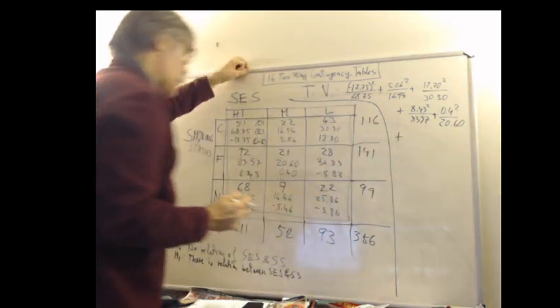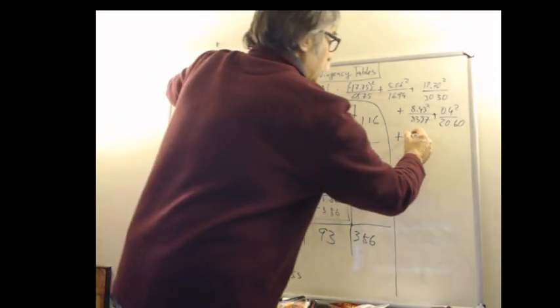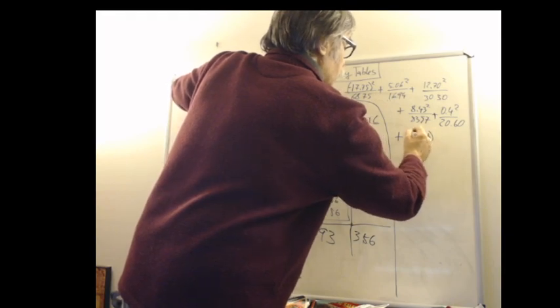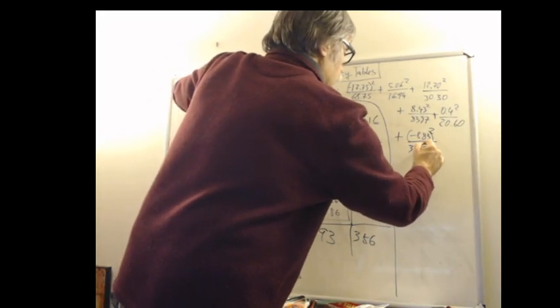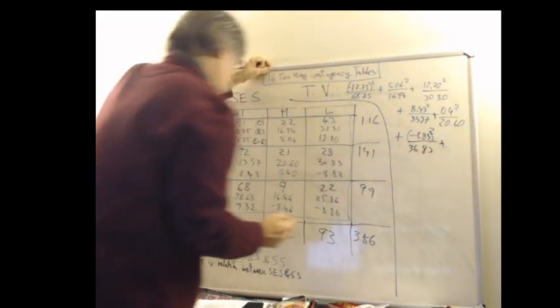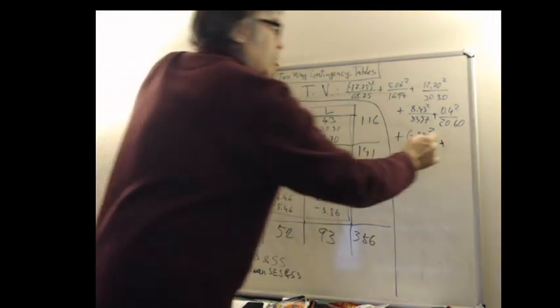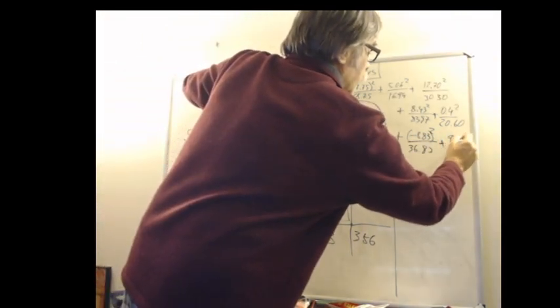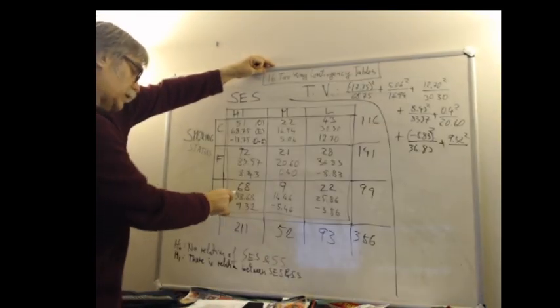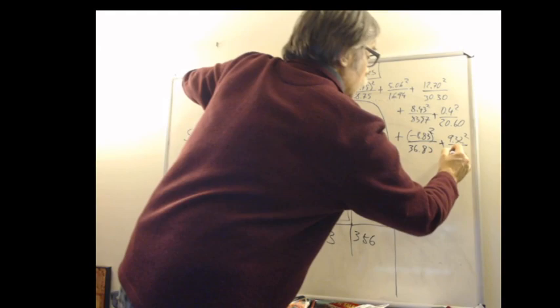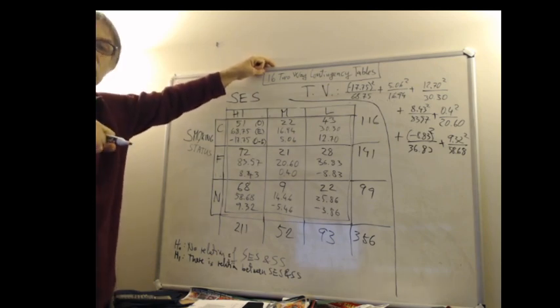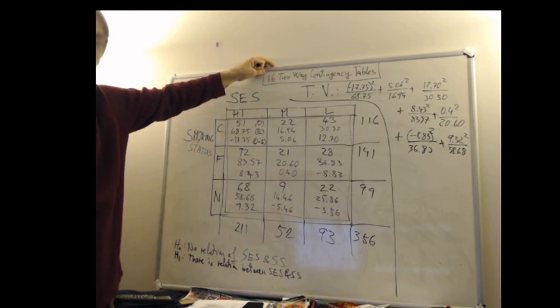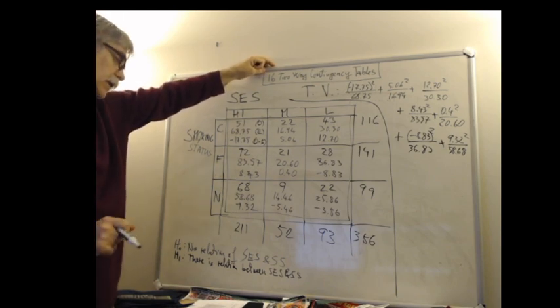The next one, negative 8.83, square it, divided by the expected value, 36.83. The next one, 9.32, square it, divide it by the 58.68. Always the same story. The difference squared divided by the expected value. Difference between the actual and expected value. Observed and expected value. Square it, divide it by the expected value.